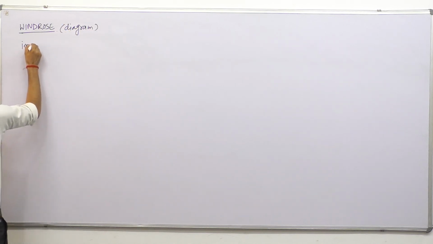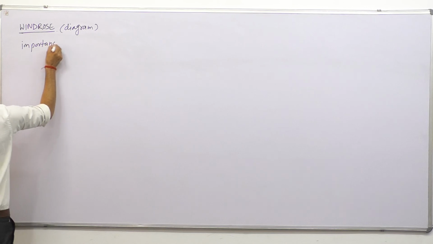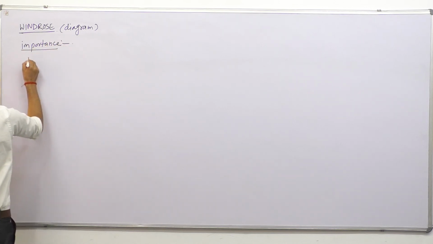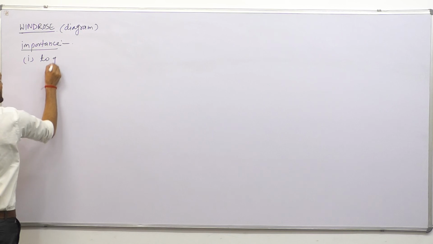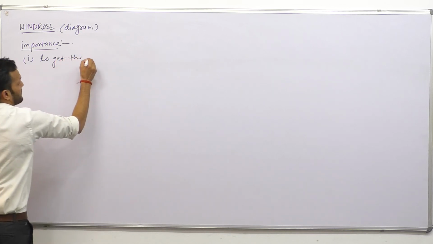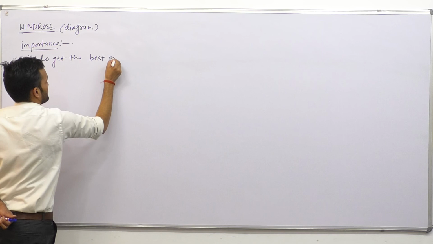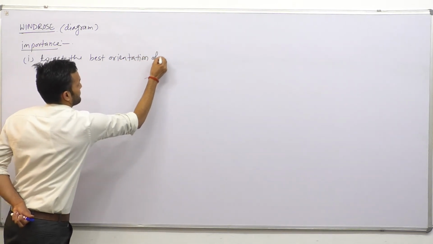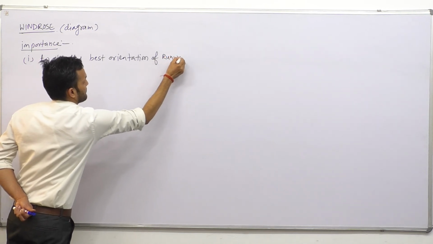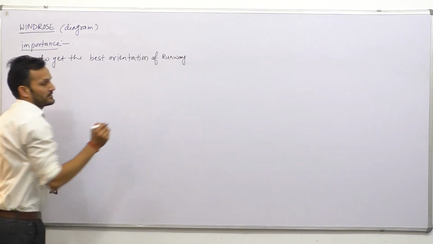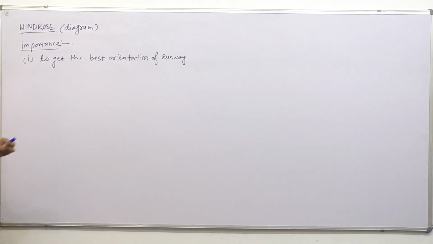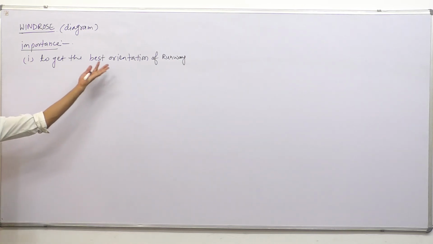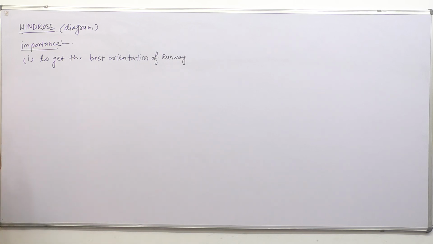I must say the importance of this wind rose diagram, starting with its importance, lies in the fact that it gets the best orientation of runway. The point behind this is why getting the orientation of runway best matters. Means why we are actually looking into the topic of orientation of runway.